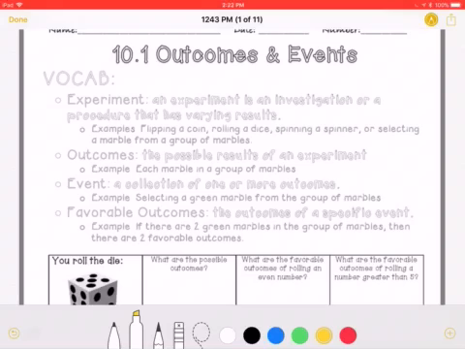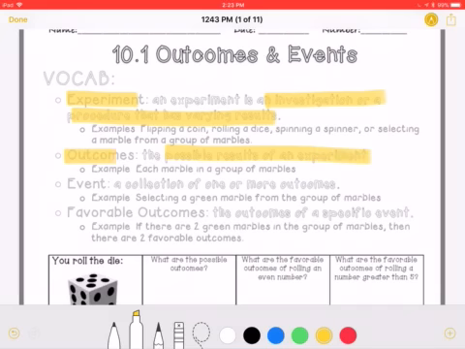There's a handful of vocabulary words here I want to go through and explain because you're going to need to know and understand them. First, when we're doing an experiment, that's when there is an investigation or a procedure that has varying results. So an example of an experiment we might have you do or think about is if you were to flip a coin, roll a dice, spin a spinner, or select a marble from a group of marbles. Outcomes are all of those possible results of the experiment.